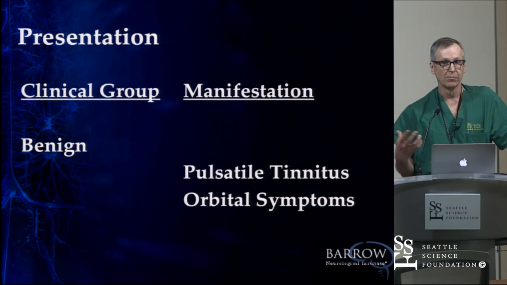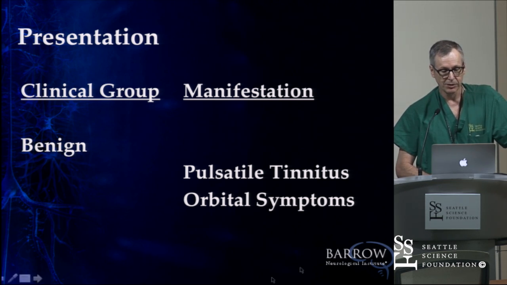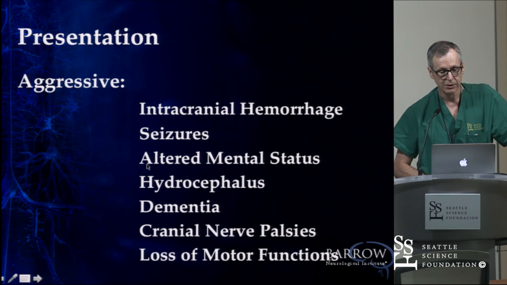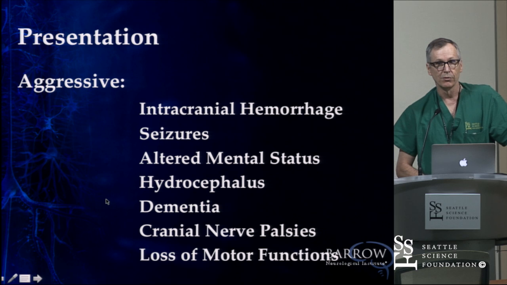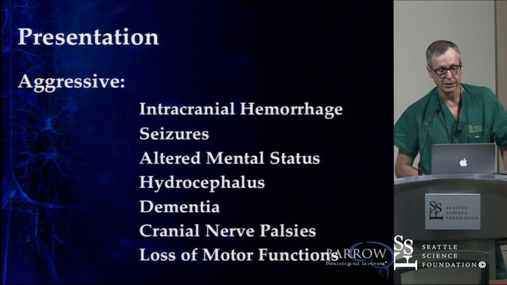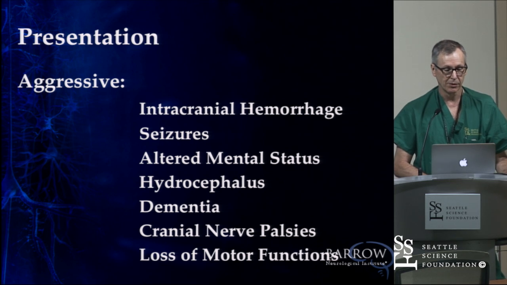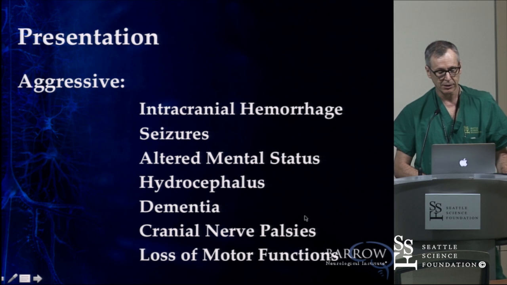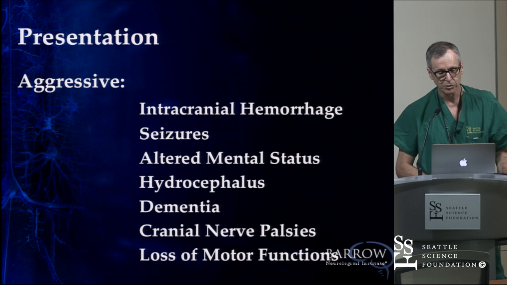The patients that have benign venous drainage usually present with tinnitus or maybe orbital symptoms, ocular motor palsies, sixth nerve palsies, proptosis, and the ones with aggressive features present with a really wide array of symptoms. They can hemorrhage, of course. They can come with seizures, altered mental status, hydrocephalus. They can present often with dementia-like syndromes, cranial nerve palsies, or motor symptoms.